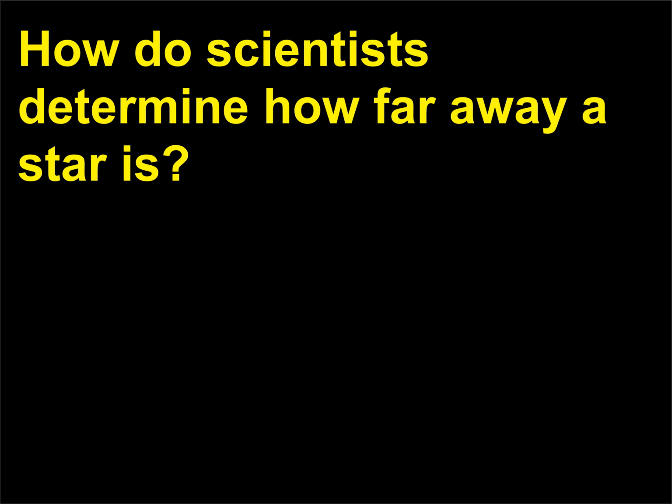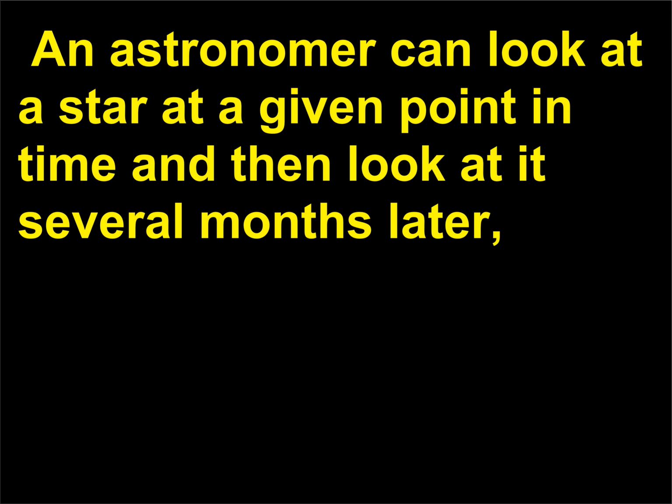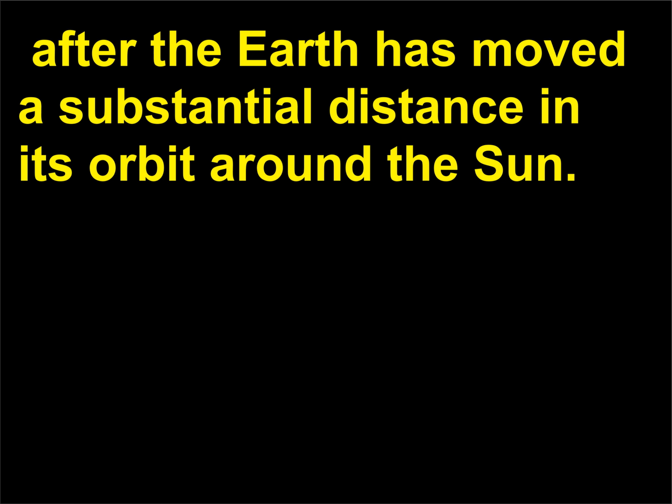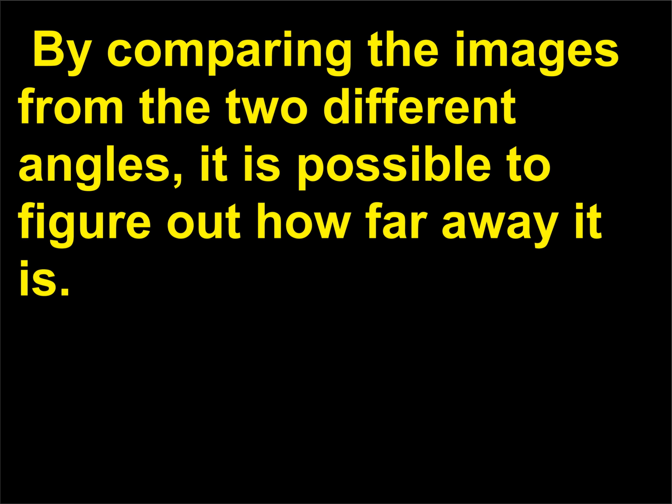How do scientists determine how far away a star is? The answer to this question lies in the application of trigonometry. An astronomer can look at a star at a given point in time and then look at it several months later, after the Earth has moved a substantial distance in its orbit around the Sun. This allows the astronomer to view the star from two different angles. By comparing the images from the two different angles, it is possible to figure out how far away it is.